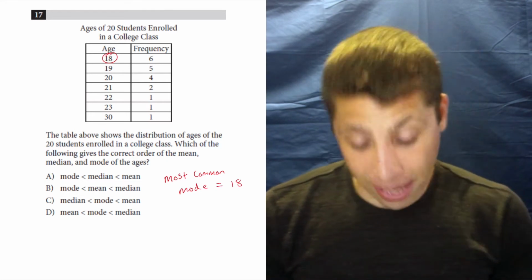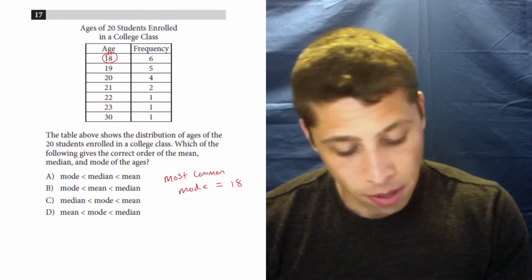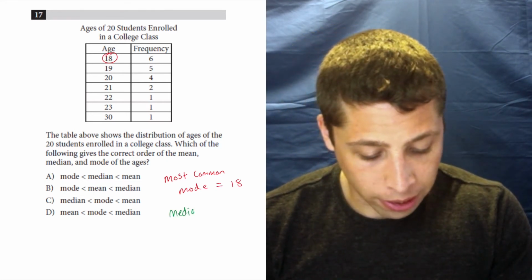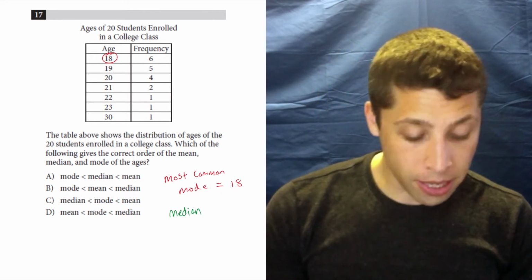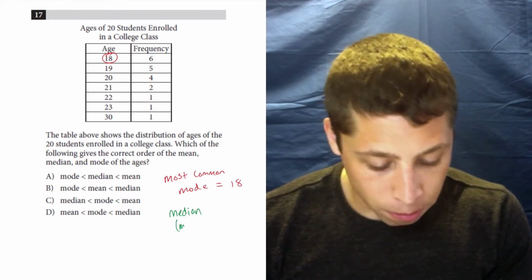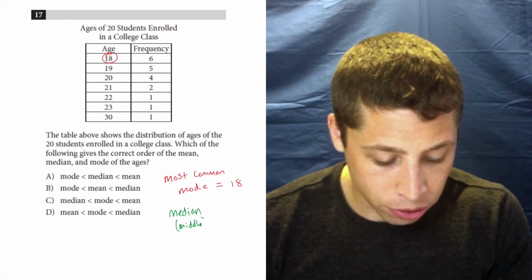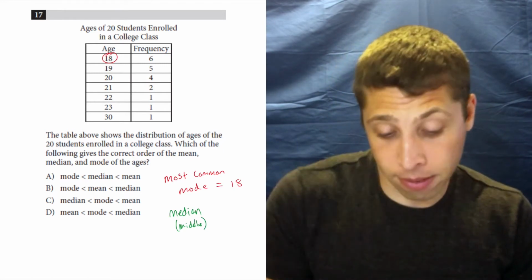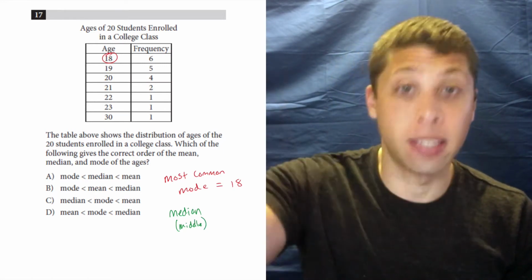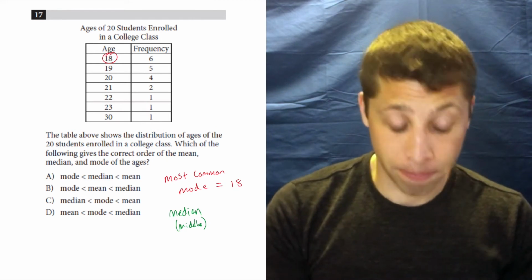Let's do median next. So when I have a frequency chart like this, remember the median is the middle number when we arrange them in order from least to greatest. And they're in order from least to greatest, right? 18 is on the top, 30 is on the bottom.